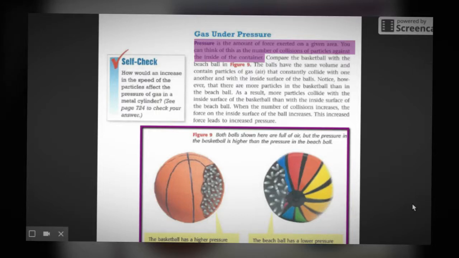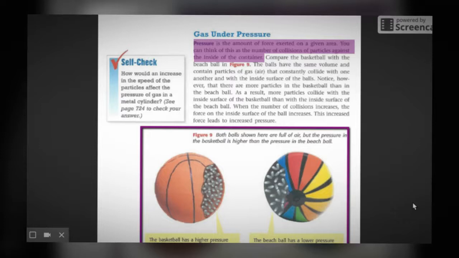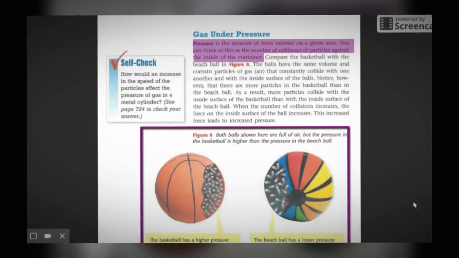The balls have the same volume and contain particles of gas, air, that constantly collide with one another and with the inside surface of the balls. Notice, however, that there are more particles in the basketball than in the beach ball. As a result, more particles collide with the inside surface of the basketball than with the inside surface of the beach ball. When the number of collisions increases, the force on the inside surface of the ball increases. This increased force leads to increased pressure.